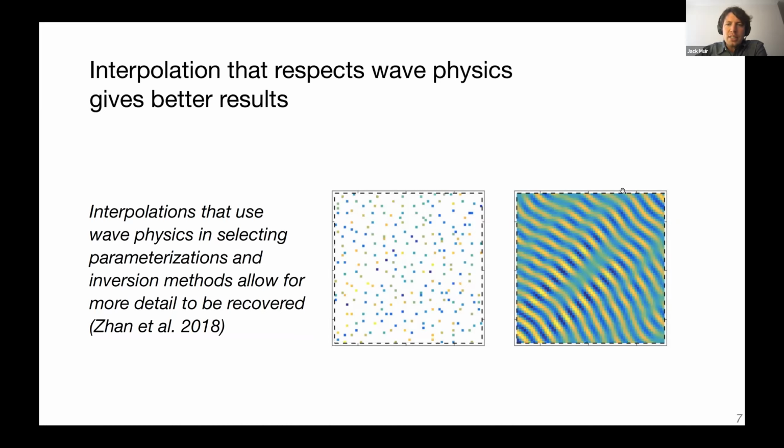And so what you're essentially seeing here is an underlying assumption that you are expecting something that obeys wave physics, because plane waves obey wave physics. And by using that as your basis for interpolation, you can allow much more detail to be recovered than from traditional interpolation methods.